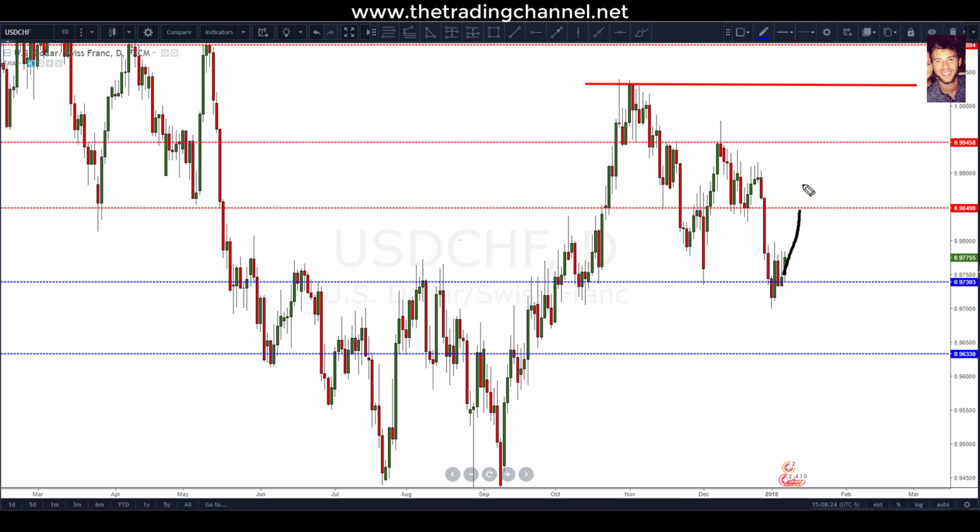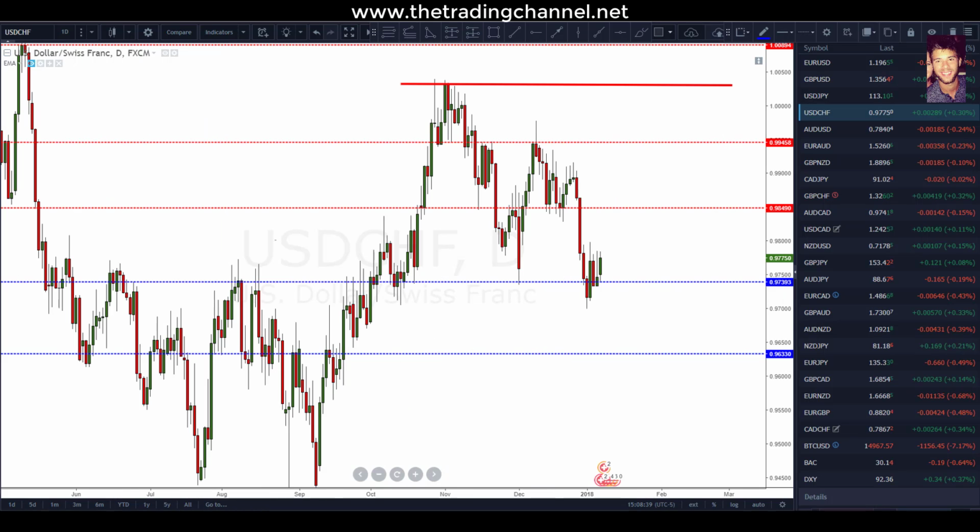Above that, if the market gets a nice rally from this support level, we'll be looking around this previous resistance level at 0.9945. So those are the major levels that we're paying attention to here on the dollar Swiss. Now we'll go ahead and move on to our final pair, which is going to be the Aussie dollar.